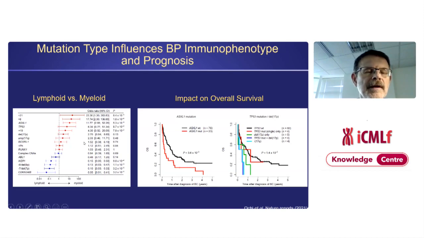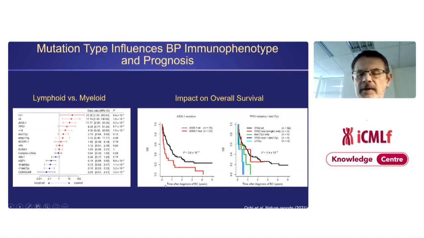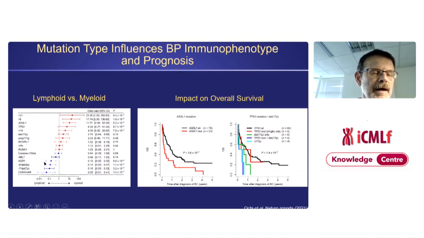The mutation type informs us, or does correlate to some extent, with the immunophenotype of the blast phase. And that is shown in this very elegant paper from a Japanese group. So this is the odds ratio, whether you are lymphoid or myeloid. For instance, TP53 mutations or ASXL1 mutations are very myeloid, whereas IKZF1 mutations and CDKN2A, also known as p16, mutations are much more associated with lymphoid blastic transformation.